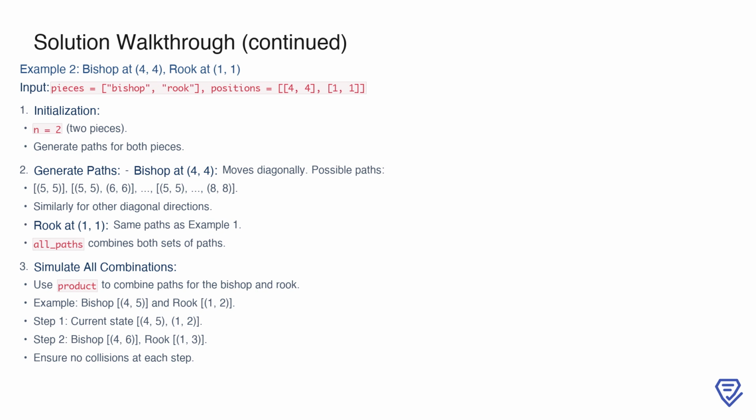Similarly, the rook's paths are the same as in the previous example, as it starts at 1, 1. All paths for both pieces are stored in all_paths. Next, we simulate all possible combinations of moves using the product function. For example, the bishop might move to 4, 5, while the rook moves to 1, 2. On the next step, the bishop could move to 4, 6, and the rook to 1, 3. At each step, we check that the two pieces do not clash on the same square.